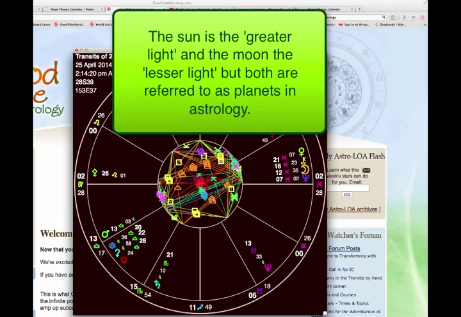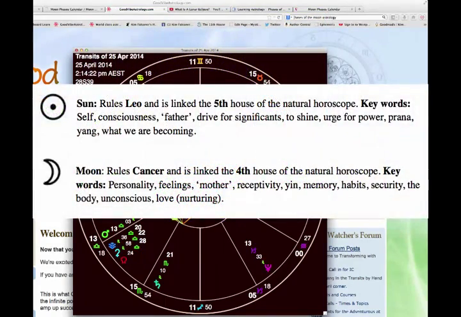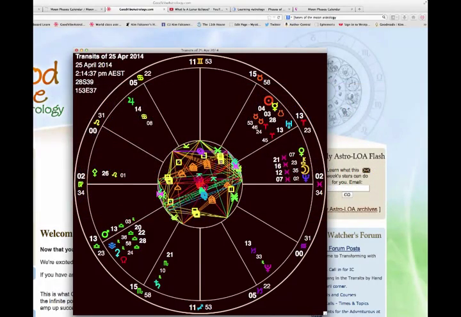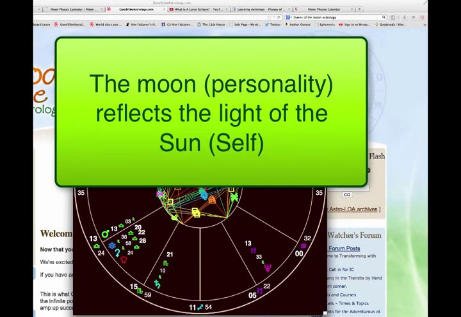Notice that the sun is represented by the circle with a dot in it, which is the whole and complete self, while the moon is represented by the crescent, which is half a circle, and it represents the personality. In the night sky, the moon's light comes from the sun. It's a reflection of the solar light. That is a metaphor for how the personality is ideally, in the perfect world, a reflection of the totality of self, the whole and complete self.